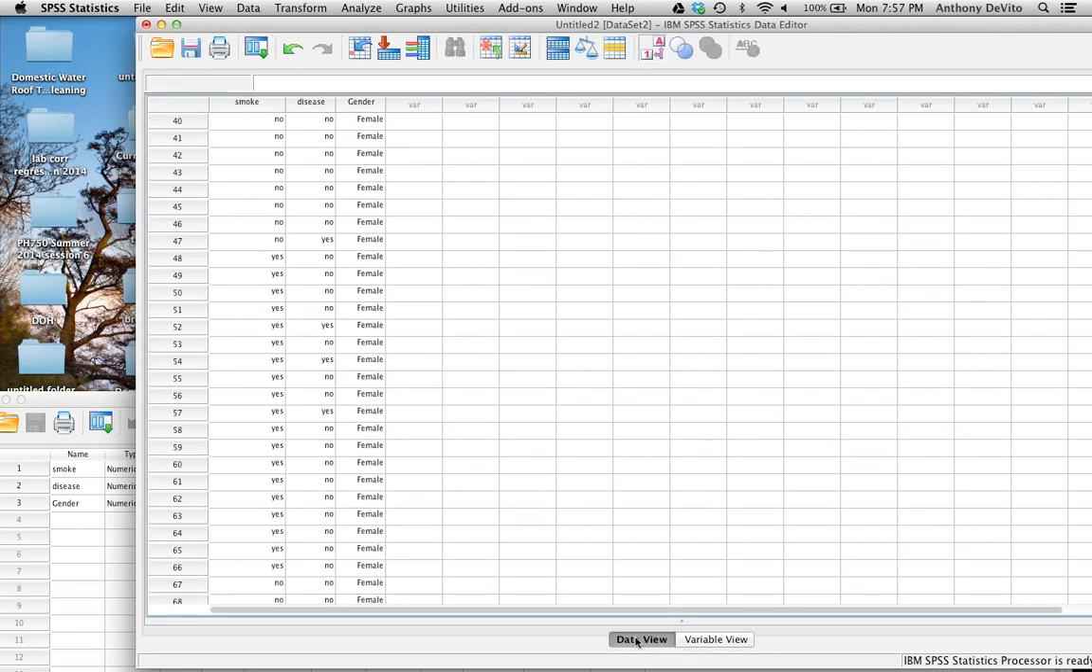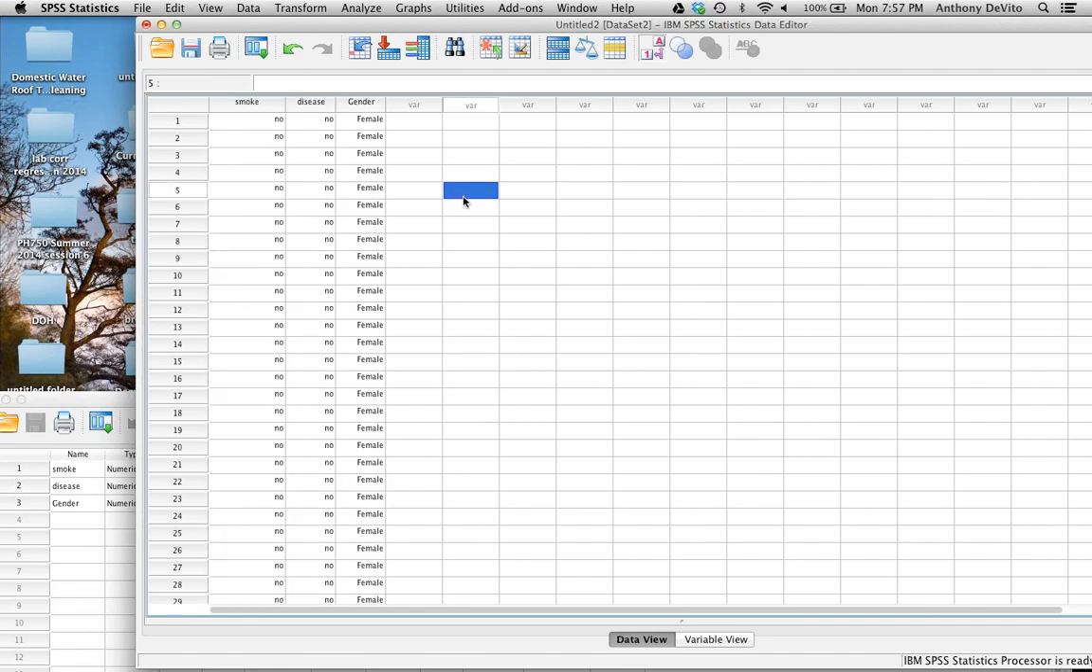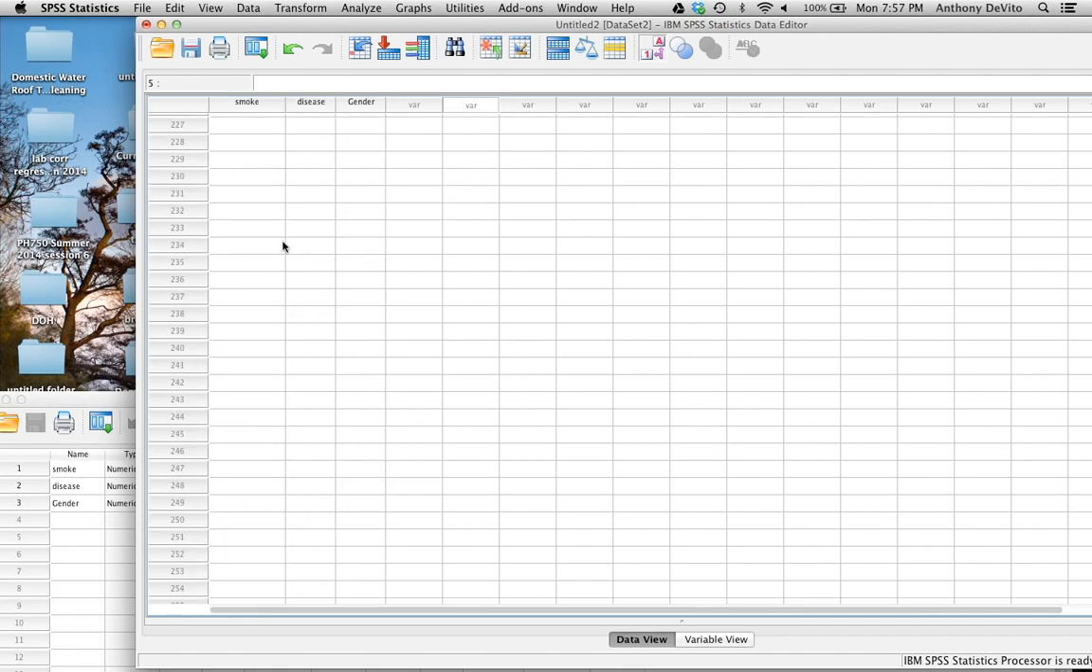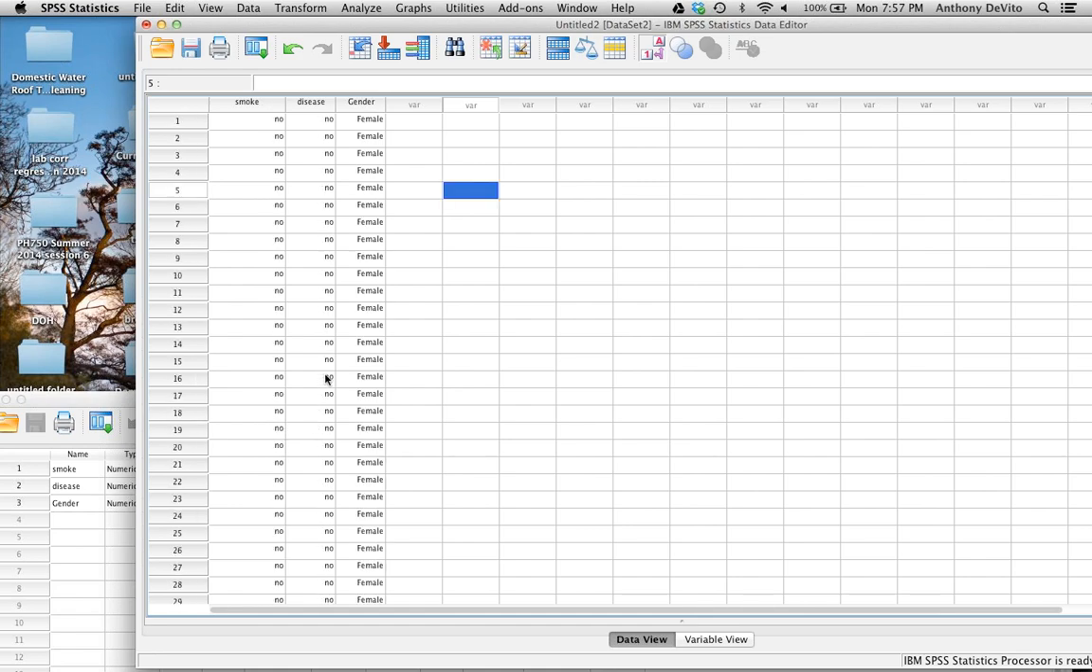I'm going to go back to data view again just so that I can see this. I'm going to ignore the 3rd variable for now. We're only going to work with these 2 variables. I have a lot of people here, 215 subjects in this study, randomly selected subjects. So I need to organize this data.